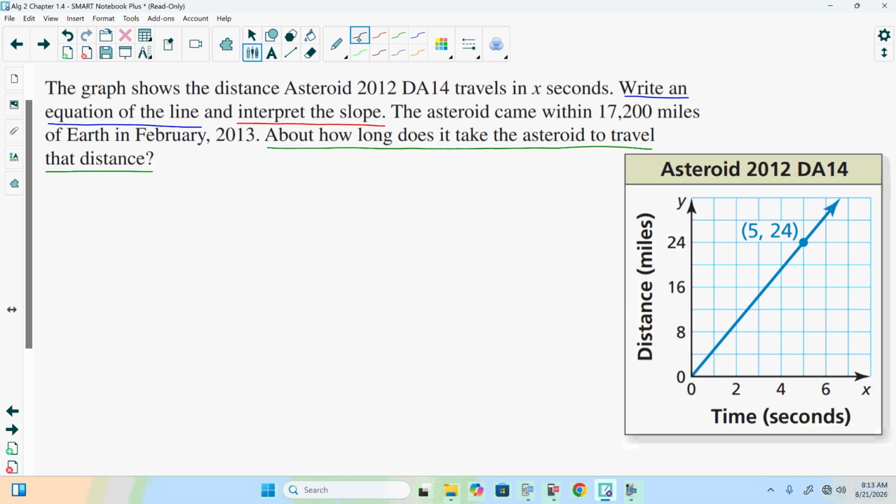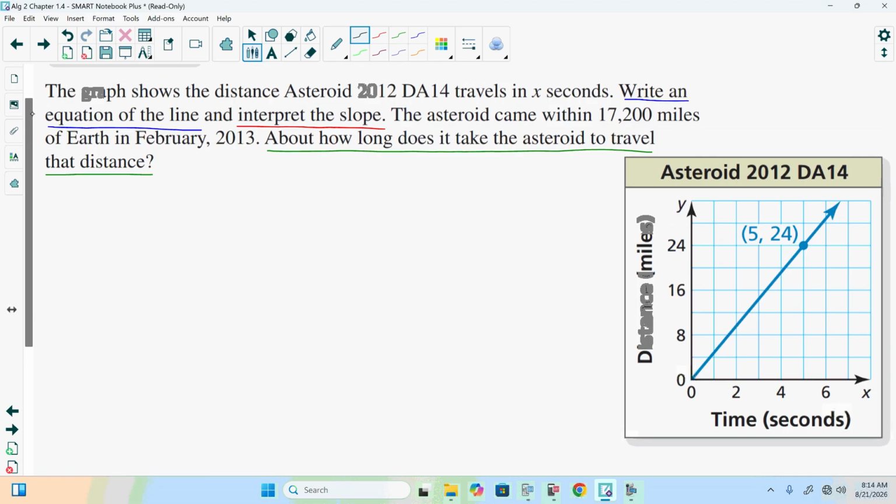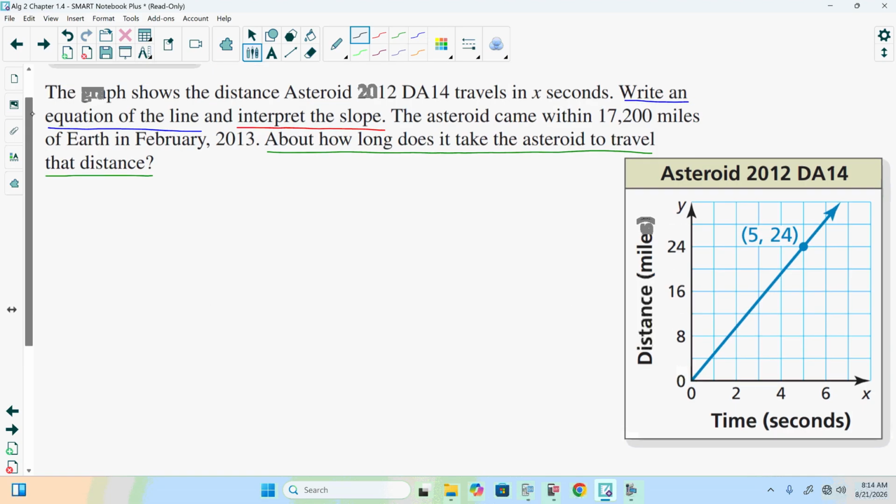First things first, we're either going to need to write an equation of a line or interpret the slope. Do we know what the slope is? No, but it might be good to go there first. Slope is m. As we know, it's delta y over delta x. Y'all probably never seen that before.